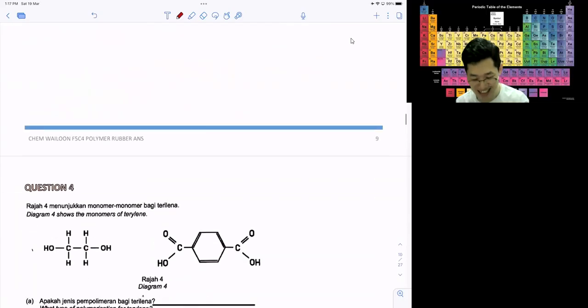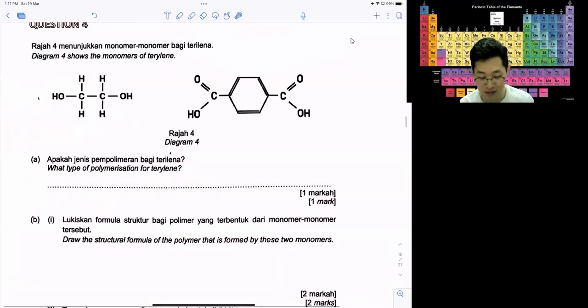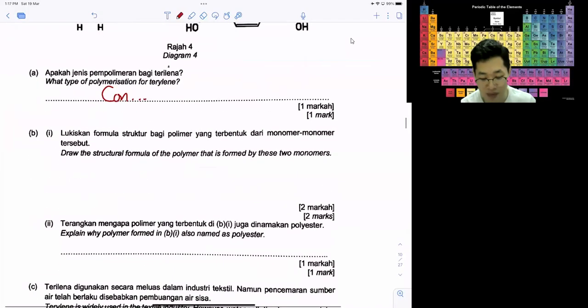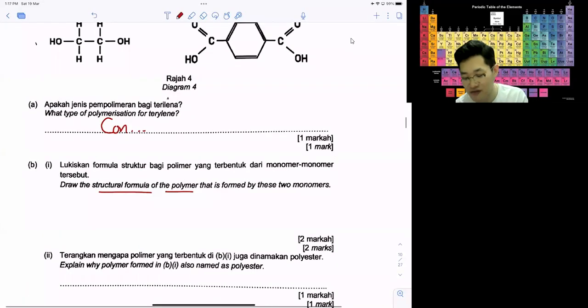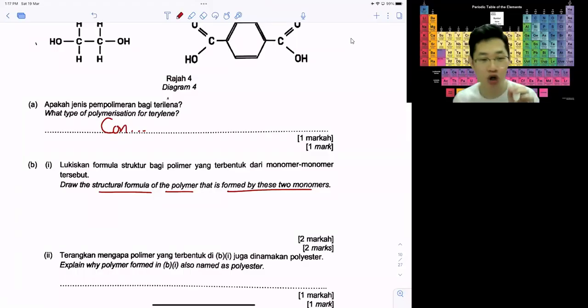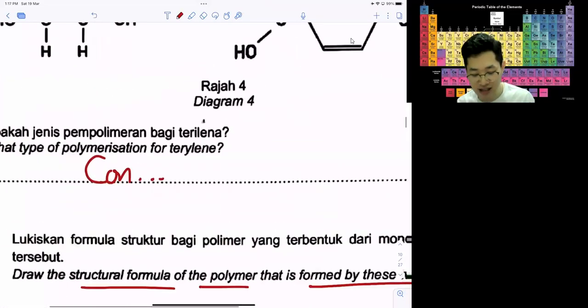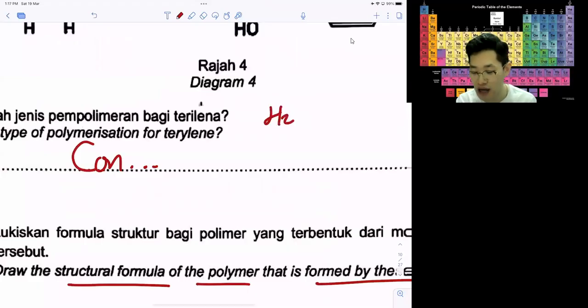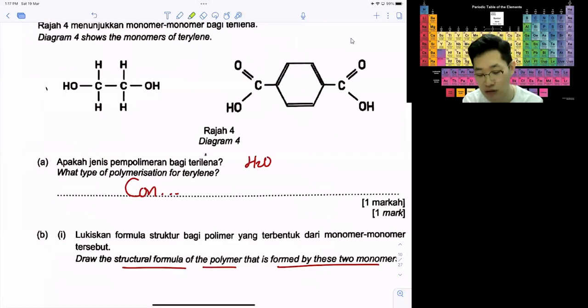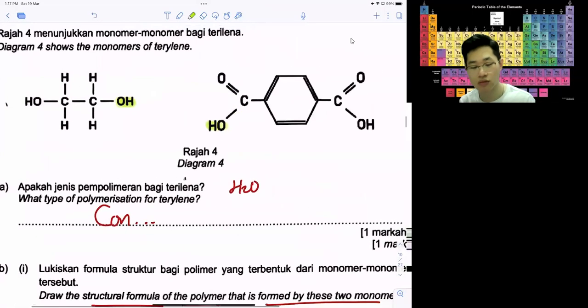Okay. Next. What type of polymerization, addition or condensation? Condensation polymerization. Draw the structural formula of the polymer formed by these two monomers. Terylene has no O, so we pair it with H2O. So H2O, you see how? Both also OH. Both also OH. Which one do you take out H from, which one do you take out OH from?